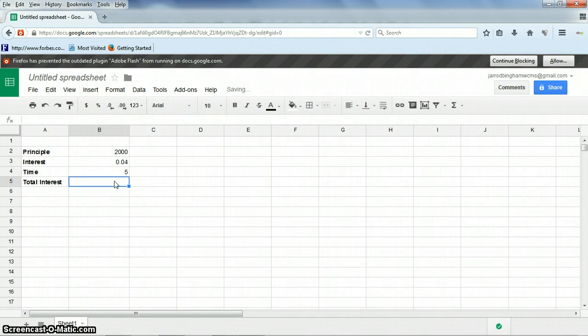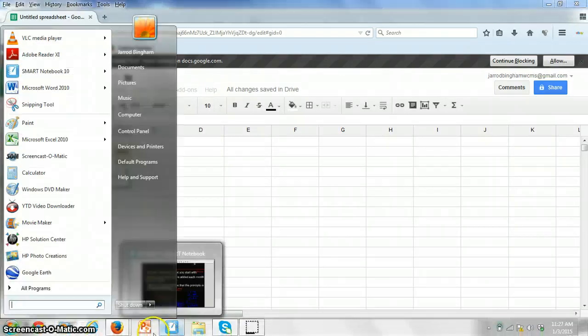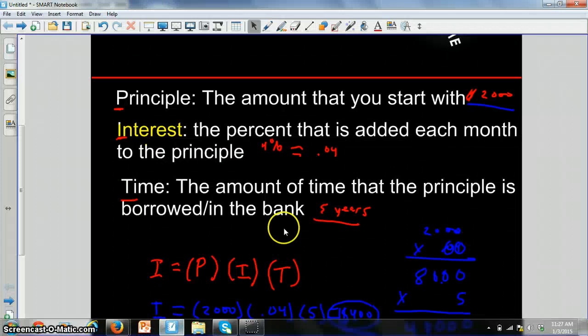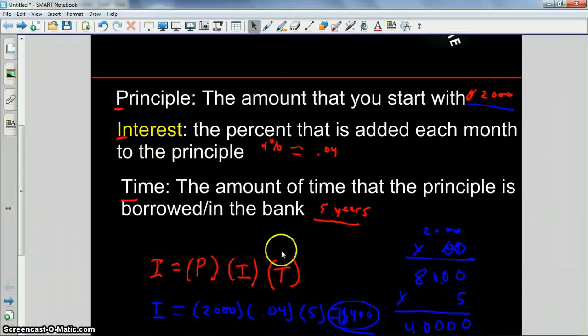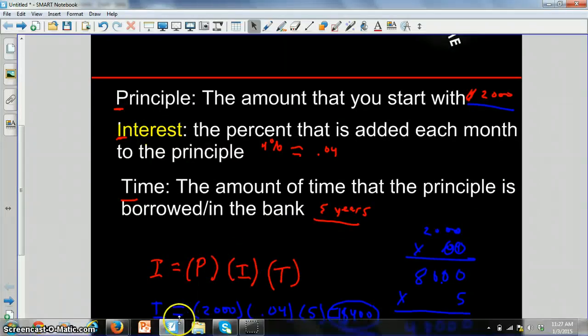So one of the cool things this can do is it can compute all this stuff for you. Now for this one problem, it's harder, but let me show you why you would want to do this maybe if you were doing a lot of problems. The first thing you got to put to write a formula is equals, and that tells it I'm going to do a formula. Now I'm going to click the first spot. Let's look back at our formula really fast: principal times interest times time. So all I'm doing is multiplying these three numbers together.